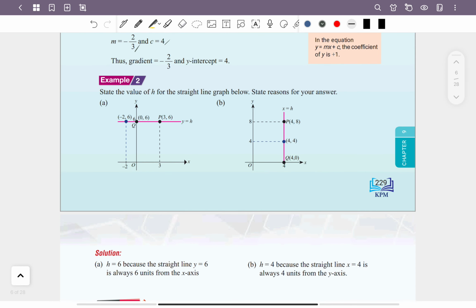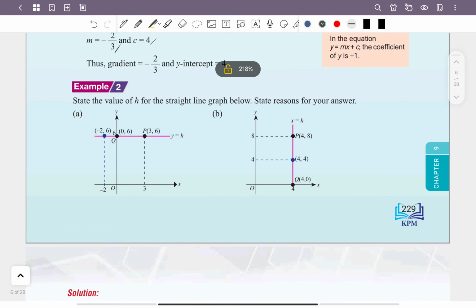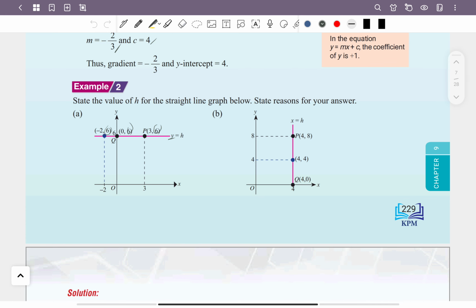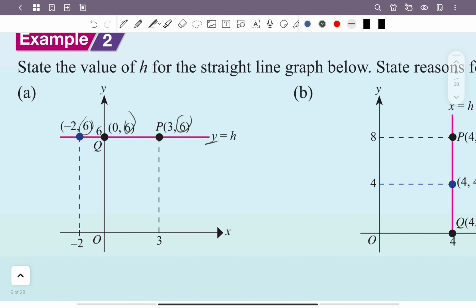So example 2. State the value of h for the straight line graph below. State reasons for your answer. So this is the equation if you have a straight line. If you have a straight line, you will only have one value. Usually it is represented as this. So y refers to the y value. Your y will always be constant if you have a perfectly straight line.